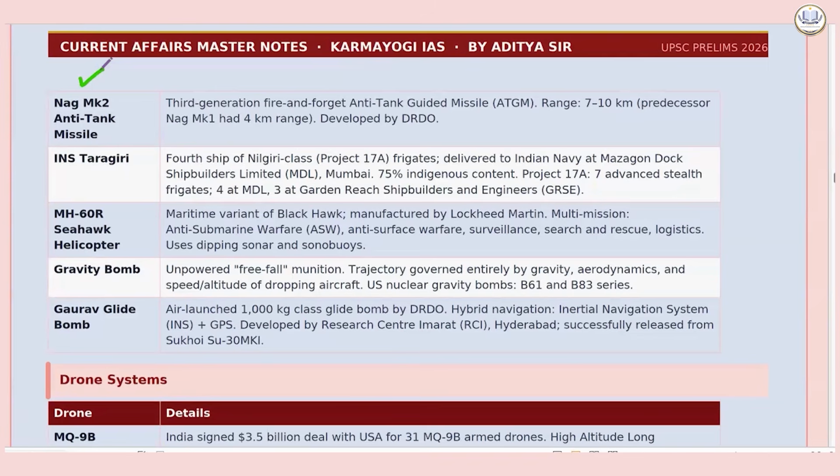are frigates. So a frigate is a medium-sized warship. Generally, it is smaller than a destroyer and often used for escort, anti-submarine warfare, patrolling, and fleet protection. And it is a multi-role naval vessel. It carries sensors, missiles, helicopter, stealth features. They are especially useful for escorting larger ships and protecting sea lanes. So, both are frigates. Okay, delivered to the Indian Navy at Mazagon Dock Shipbuilders Limited, MDL.